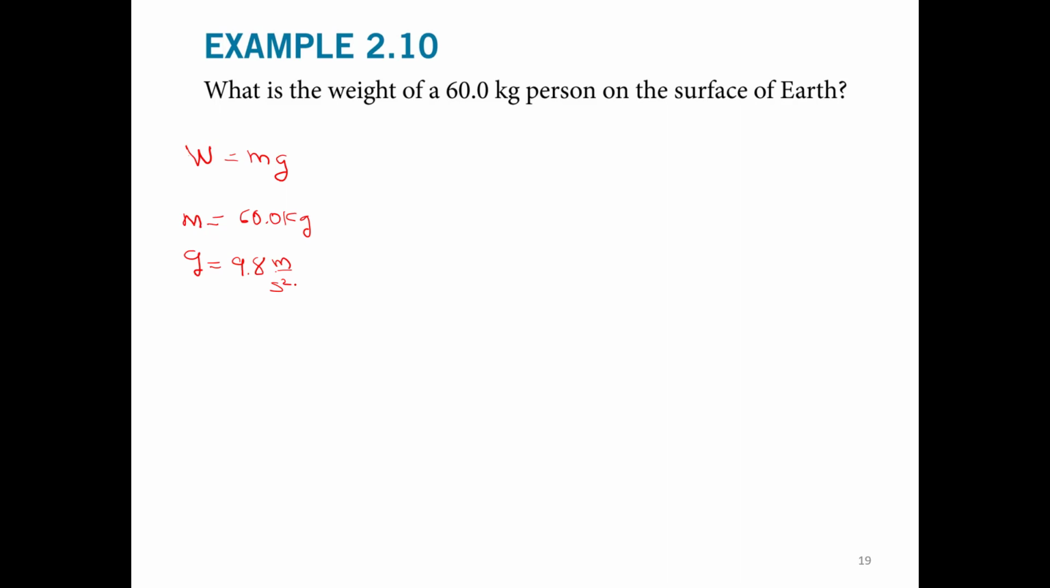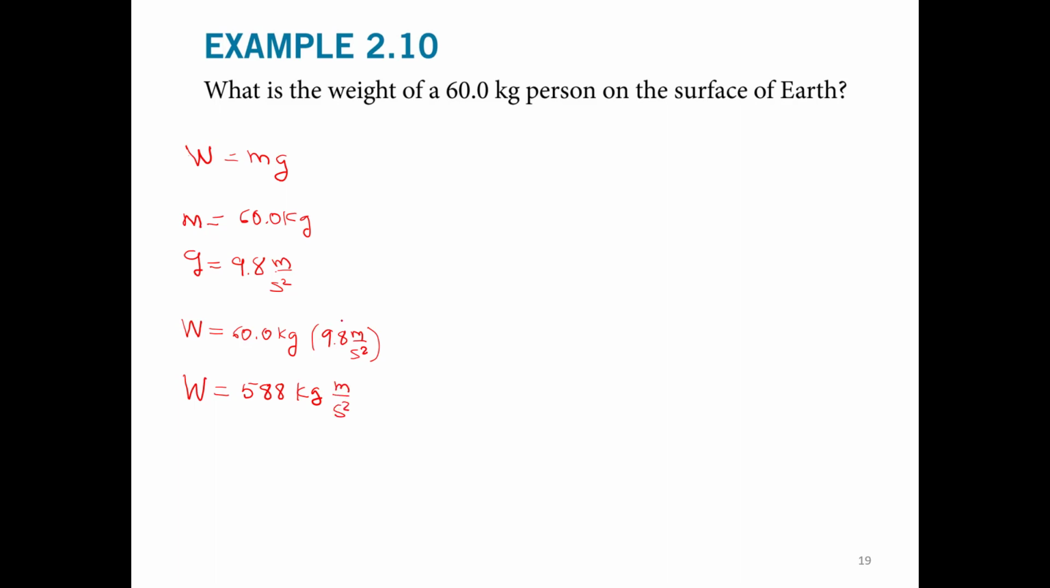The g value is a constant value. It's always the same, at least on our planet. Now we know the mass and the g value, so we can calculate the weight of this person. It's 60.0 kilograms times 9.8 meters per second squared. And the weight in this case will be 588 kilograms meters per second squared.